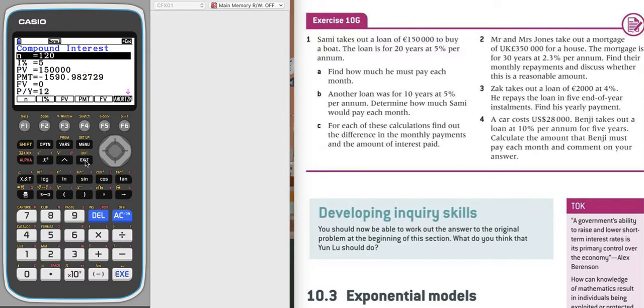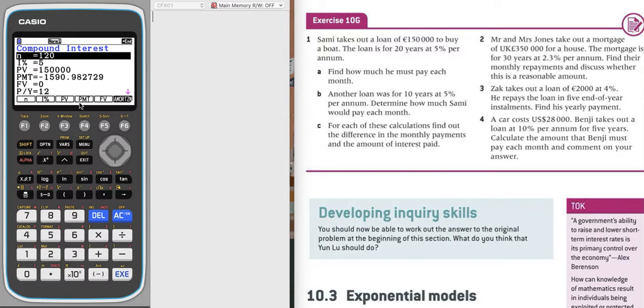Okay. Let's see. For each of these calculations, find out the difference in the monthly payments and the amount of interest paid. You can check that, but then you're just doing some manual calculations and things like that. It's not a calculator thing from here. Although technically there is a feature in here, but it's not worth doing it through this. It's actually harder. Moving on.